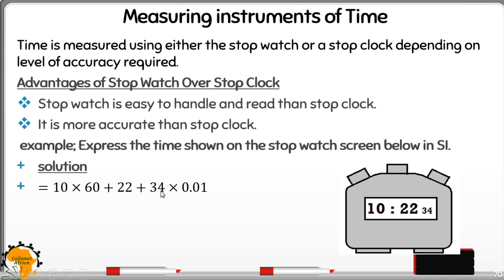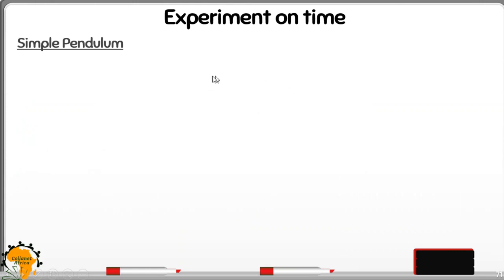Then the other one, 34, you divide by 100 because 1 second is equivalent to 100 centiseconds. So you multiply by 0.01. After that, you add 600 plus 22 plus 0.34, you get 622.34 seconds.